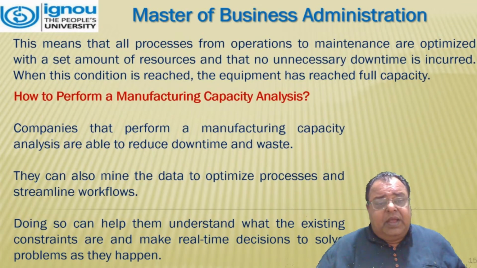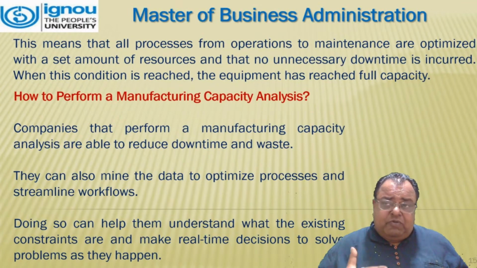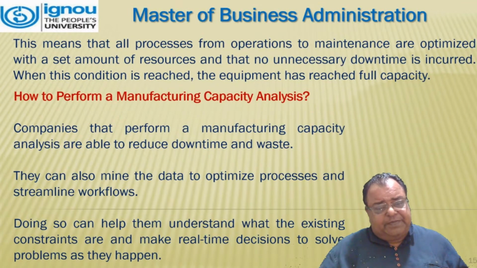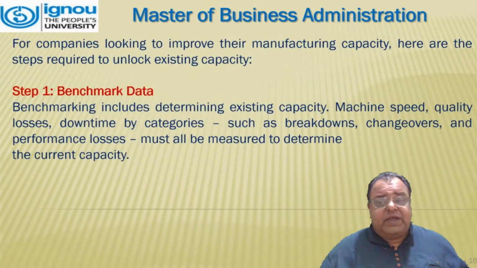Now, how to perform a manufacturing capacity analysis? Companies that perform a manufacturing capacity analysis are able to reduce downtime and wastage. They can also mine the data to optimize processes and streamline workflows. Doing so can help them understand what the existing constraints are and make real time decisions to solve the problems as they happen. For companies looking to improve their manufacturing capacity, there are steps required to unlock existing capacity.